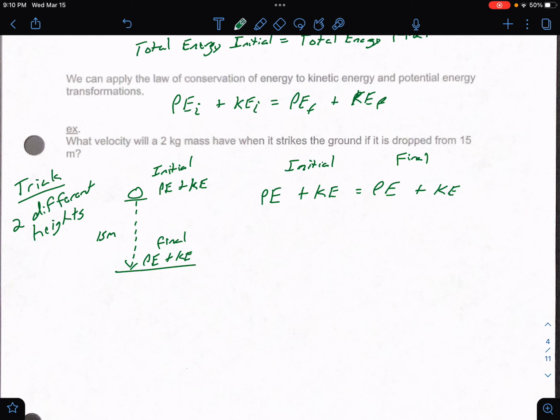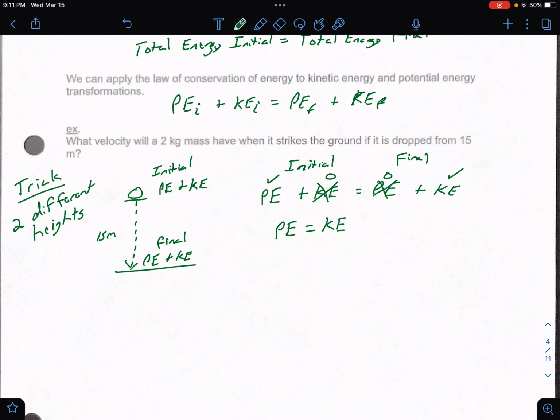When the ball is being held at 15 meters, it's got potential energy because it has height. Before it is dropped, it's not moving, so there is zero kinetic energy. You can mark that off and put a 0 because it hasn't started moving yet. When it hits the ground, it's got lots of velocity because that's when it's moving the fastest, so it definitely has kinetic energy. But when it hits the ground, it no longer has height, so potential energy has gone to 0. So this really becomes PE initial equals KE final.